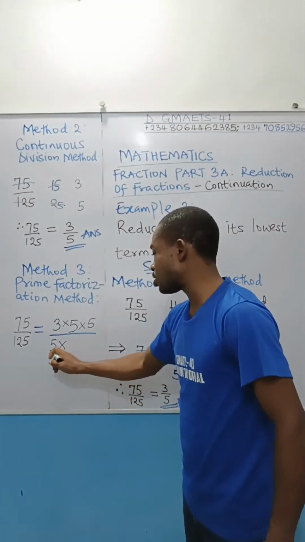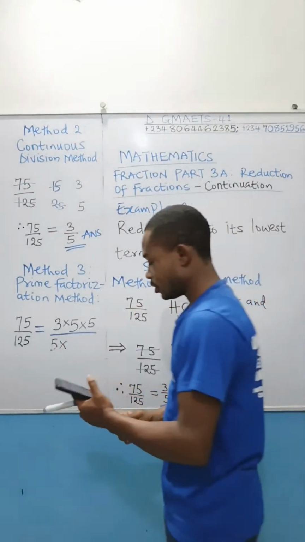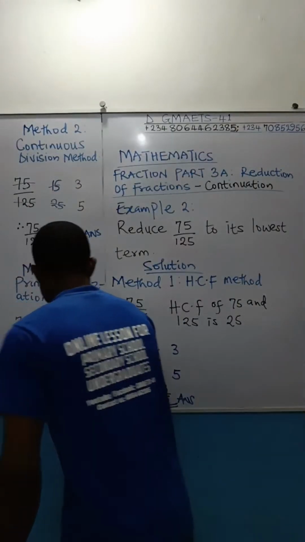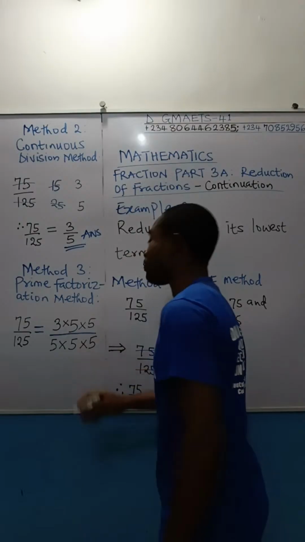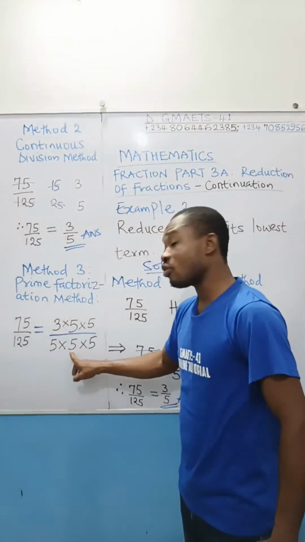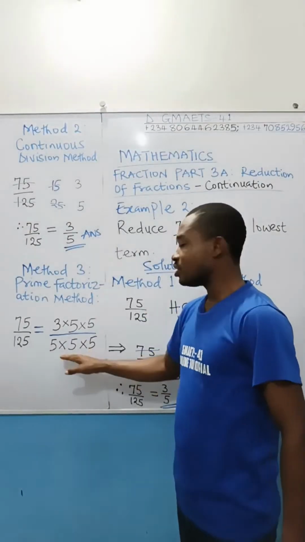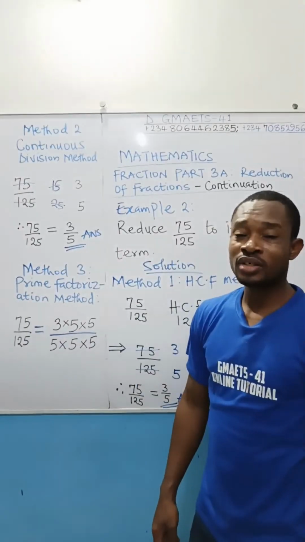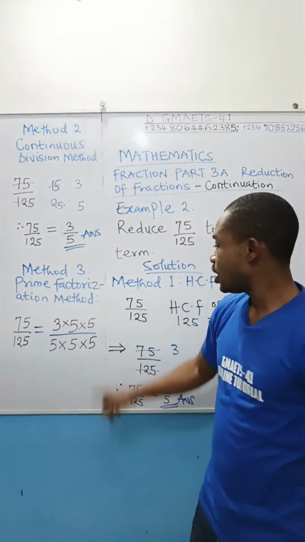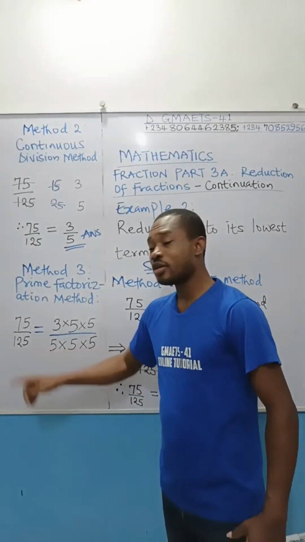What is the smallest number that can divide 25? It is 5. So 5 will divide that 25, and you are going to get 5 as a result. These are the prime factors of 125. Now I have gotten the prime factors of 75, and I have gotten the prime factors of 125.